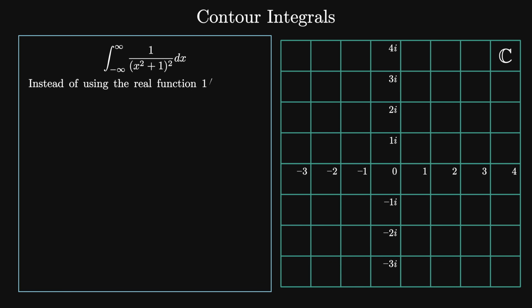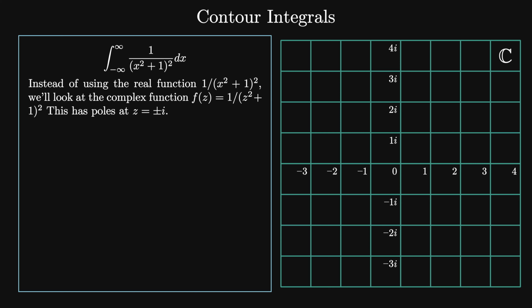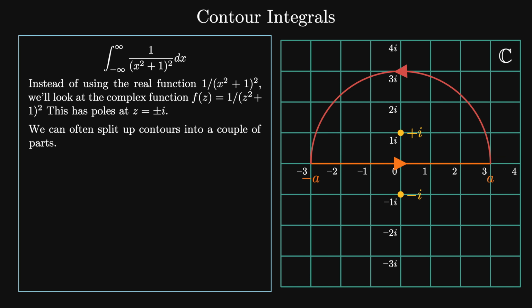Instead of looking at the real function, we'll look at the complex function 1 over (z squared plus 1) squared, which has poles at plus and minus i. We're interested in the integral along the real axis of this function. We can often split up contours into a couple of parts. For integrals like this, we can create a contour where one part goes along the entire real line and the other part is a semicircle of radius a that goes to infinity.